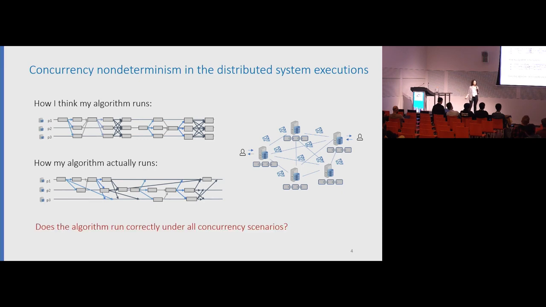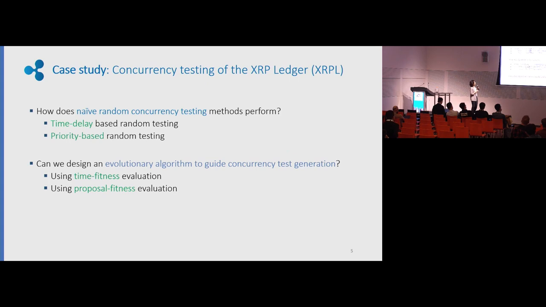So the question we explore is, does the algorithm run correctly under all concurrency scenarios? And our approach for tackling the question is concurrency testing. So in this case study, we first check how the simplest naive random concurrency testing algorithms perform for Ripple. And then we will explore whether we can design an evolutionary algorithm to guide the search.